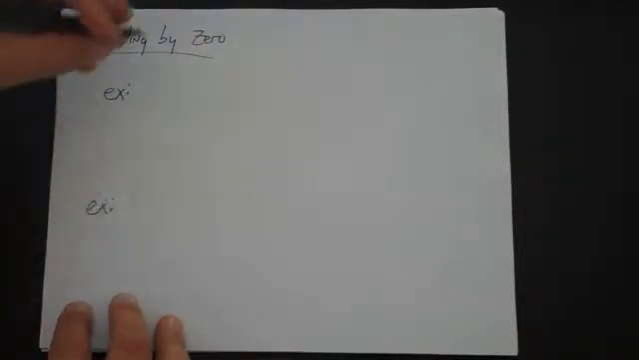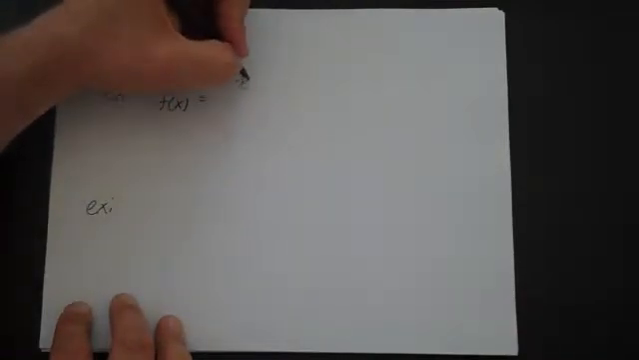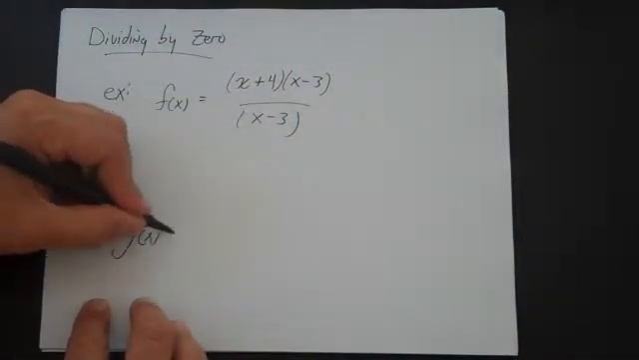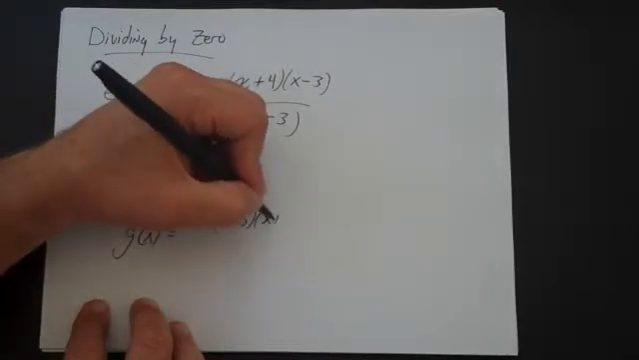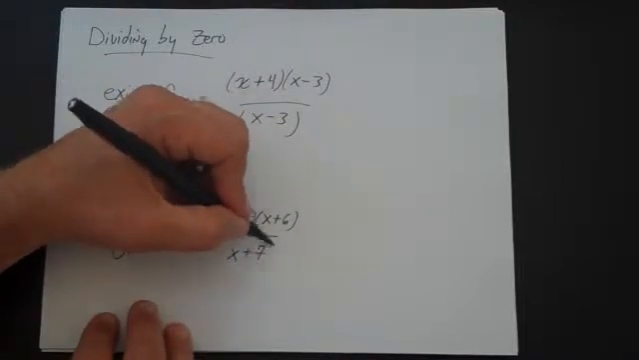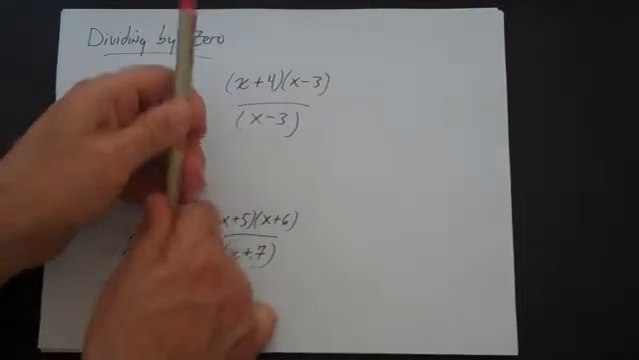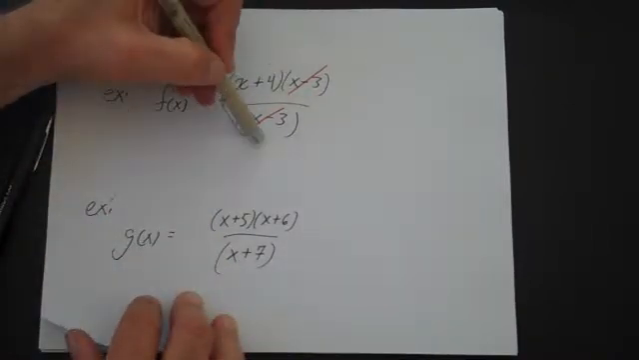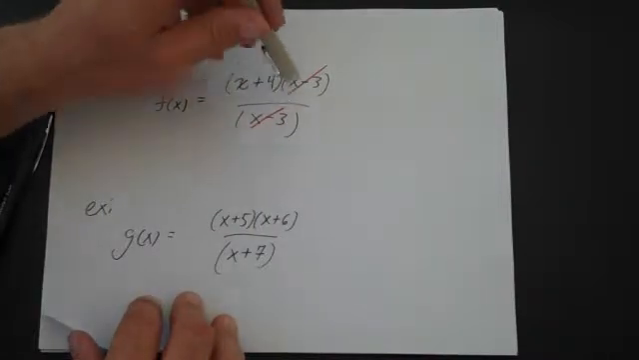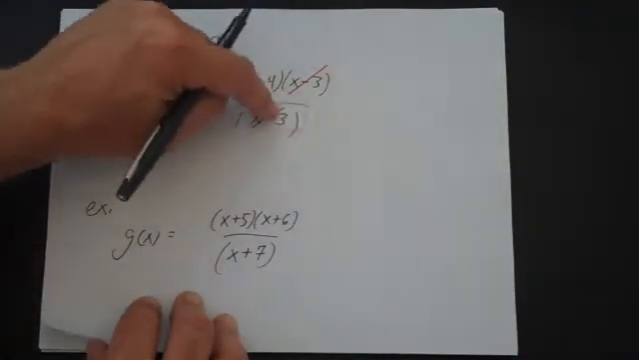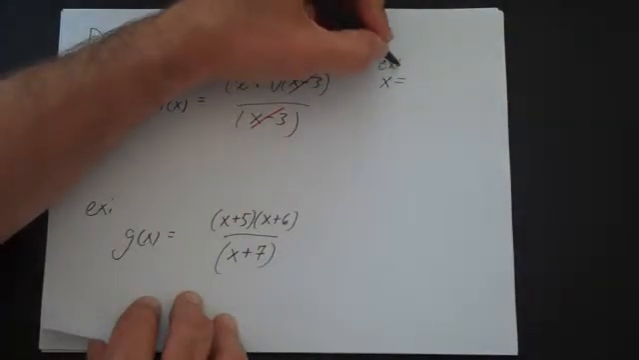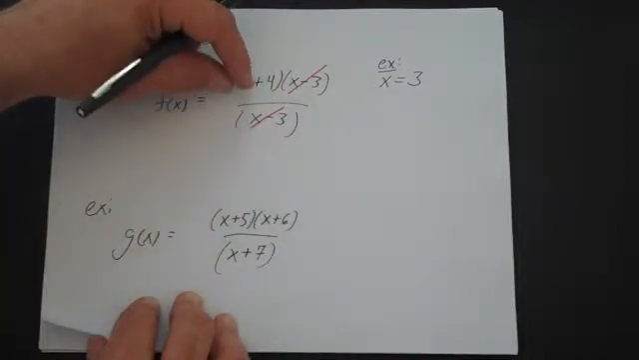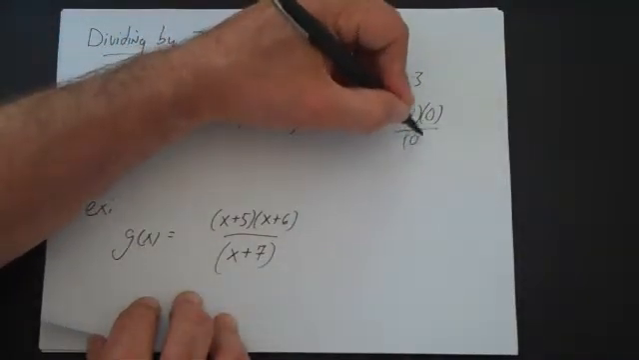Both are factored. The first example, f of x, would be something that looks like this: x plus 4 times x minus 3, over x minus 3. In the second example, g of x, let's say, is equal to x plus 5 times x plus 6, over x plus 7. In the first case, one way to think about it is that if the same term is in the numerator and the denominator, you would be able to cancel these two as long as x is not equal to a value such that you're dividing by 0. So x cannot be equal to 3, because if x is equal to 3, let's plug it in, you would get 7 times 0 over 0. And 7 times 0 over 0 does not exist because that would be dividing by 0.